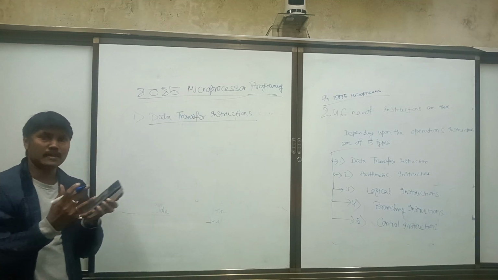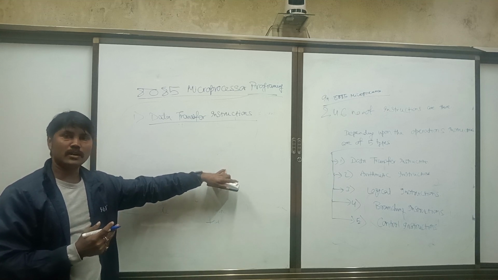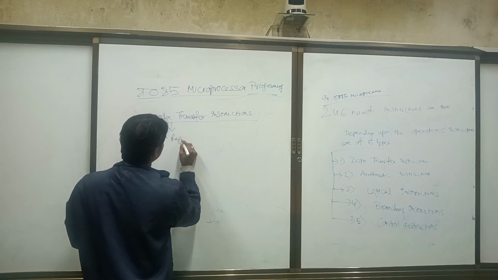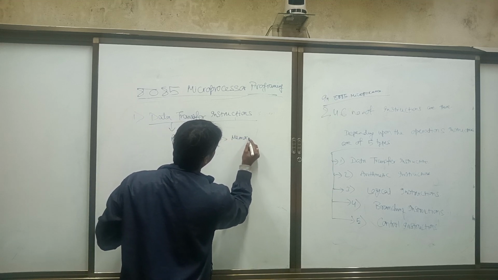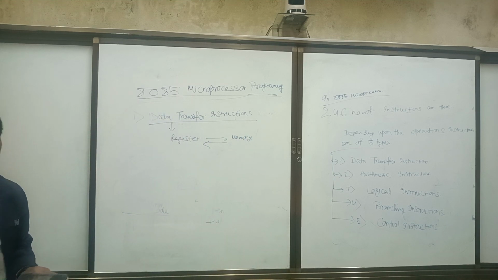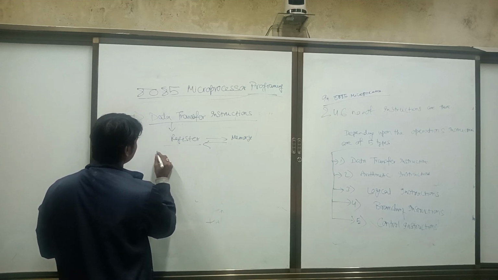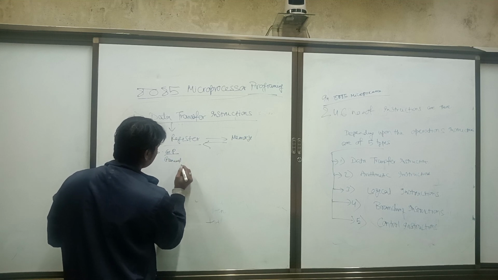Transfer means the data is moved either from memory to register or register to memory. That means data can be moved from register to memory or memory to register. Right. And we know that in 8085 we have a total of 6 general purpose registers, GP meaning general purpose.